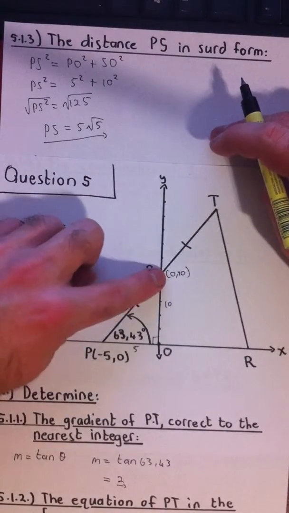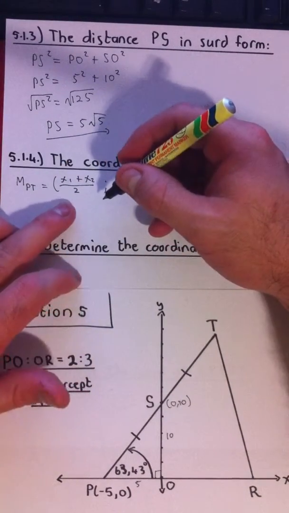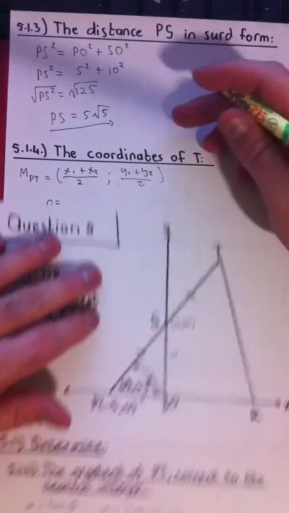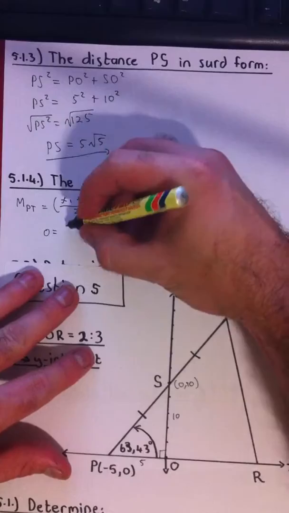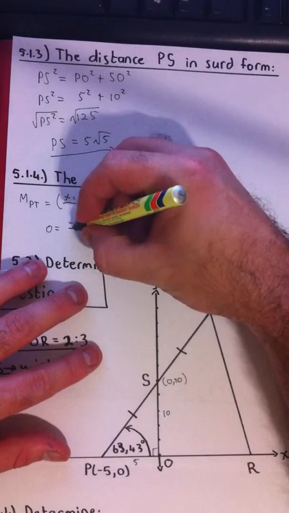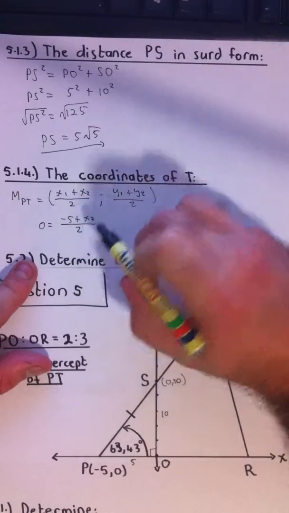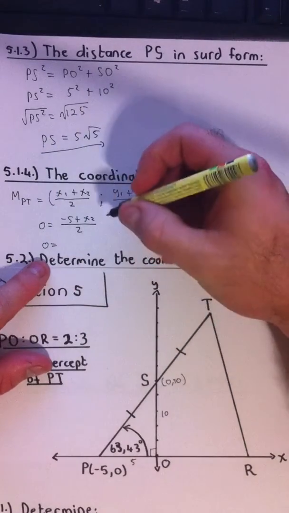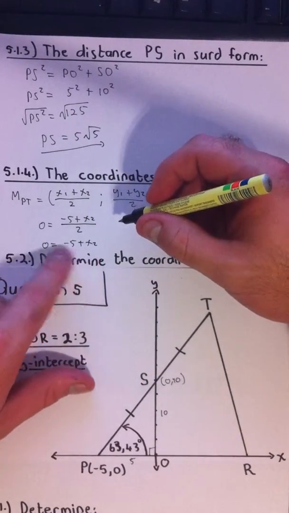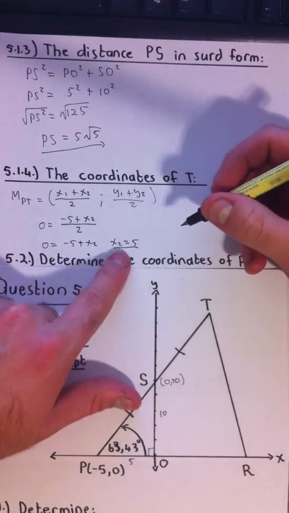So we know the x value has to be 0 at the end. Okay, so we know that this value here has to be 0. So we'll say 0 is equal to x1, which we'll say is -5, so that's -5 plus the x value of T, which we'll call x2, over 2. And if we simplify that, multiply both sides by 2, we get 0 is equal to -5 plus x2. Solving for x2, we get x2 equals 5. So x2 equals 5. That's our x value of T.